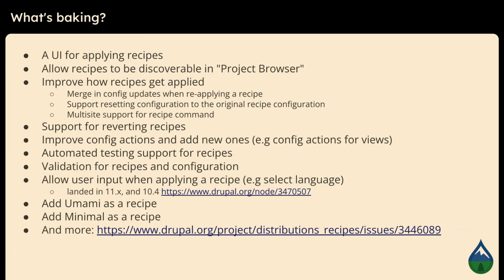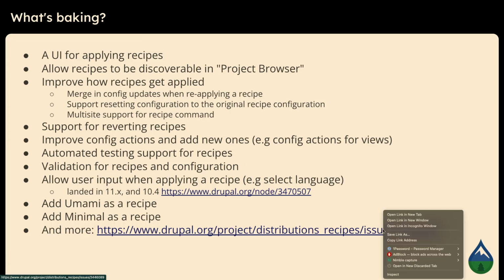They should be able to get user input when you're applying a recipe. For example, when you are installing the multilingual recipe on Starshot, you should be able to select the languages that you want to install on your site. And yeah, that's landed in 10.4, so it should be with us soon. They're working on converting the rest of the profiles into recipes, like Umami and Minimal. And also there's many more features that are in the works.